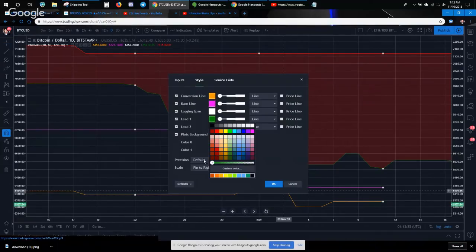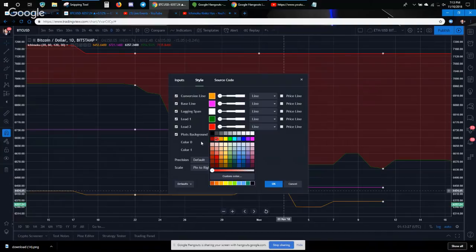I also turned up the leads for this presentation. As you can see, they're kind of bright. I turn those back down, but I do have the baseline and conversion line typically up pretty high in orange and pink on my charts if you ever do see them.